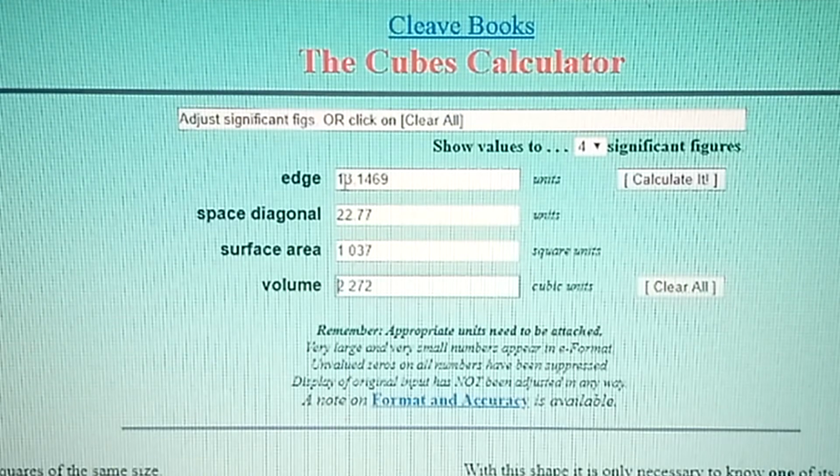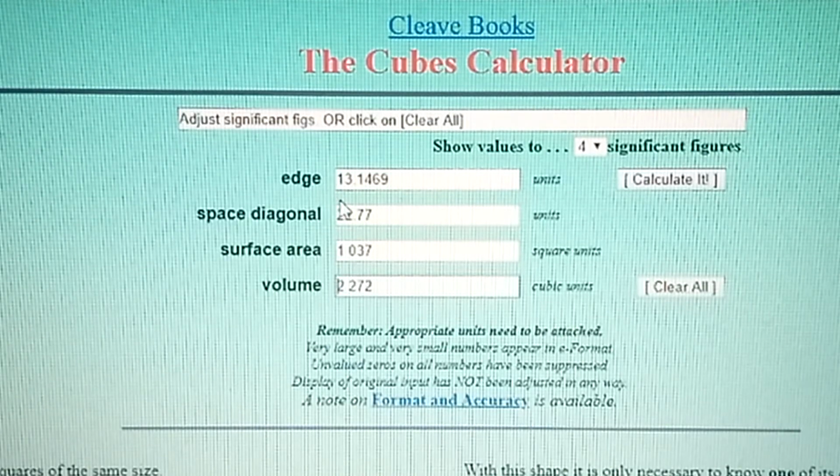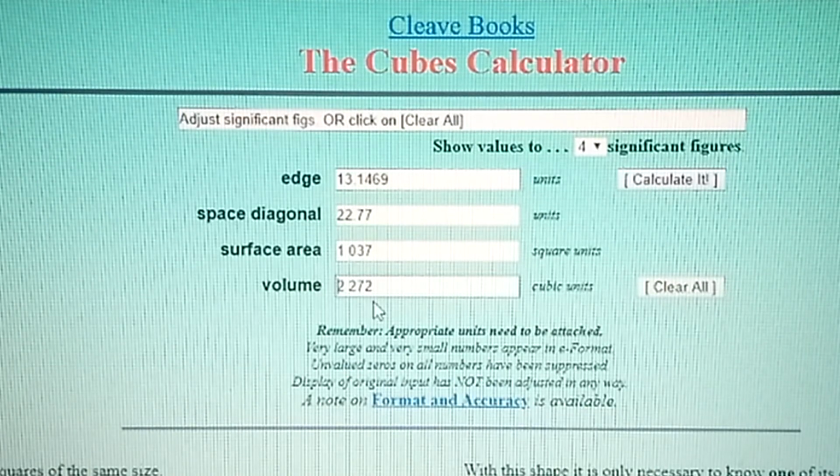So this is the Planck length times 2 to the power of 108, which gives you a value of 13.1469 millimeters. So that is one of the lengths of the edge of the cube, representing the wavelength, which calculates to a volume of 2,272 cubic millimeters. That is the value. So that is the value you need to move on to the next part of the equation in the way I'm calculating it.